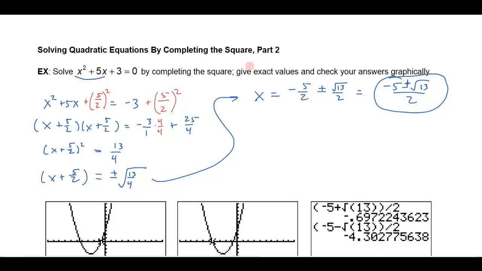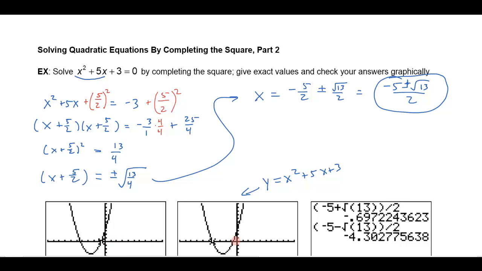Now, the question did ask us to check our answers graphically. So if I were to use my graphing calculator to graph y equals x squared plus 5x plus 3, then the x-intercepts are where y is equal to 0. And of course, if y is 0, that's the very equation that I was solving to start with. So these x-intercepts should be the solutions that I found.